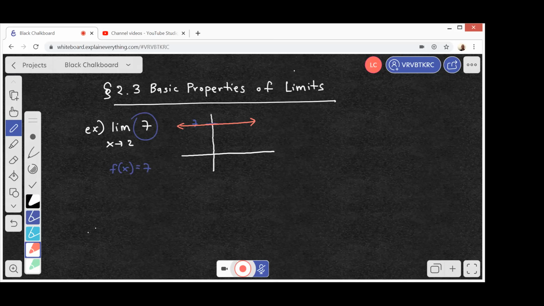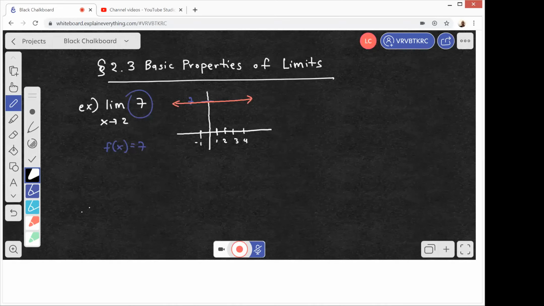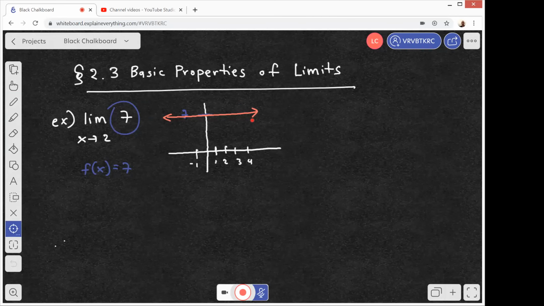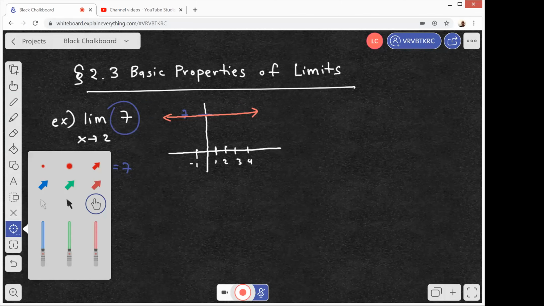So as x approaches 2, let me just put 2 on the x-axis. So as x approaches 2, looking for my pointer now. There it is. Oh, that's not the pointer I wanted. I'm sorry. Choose that one. I know there's lightsabers too. That's pretty cool. All right.